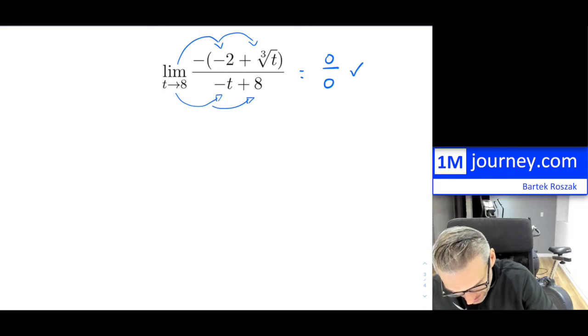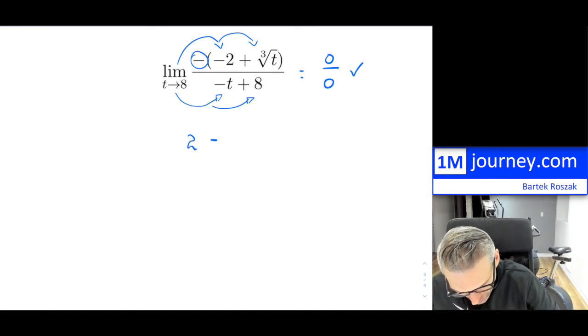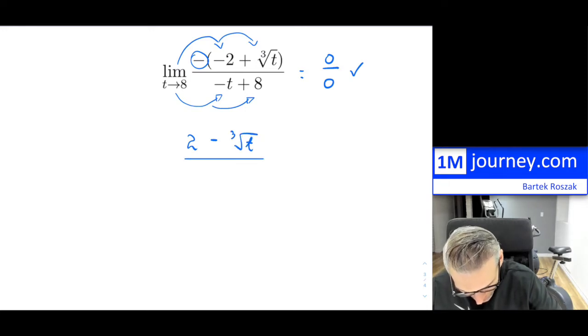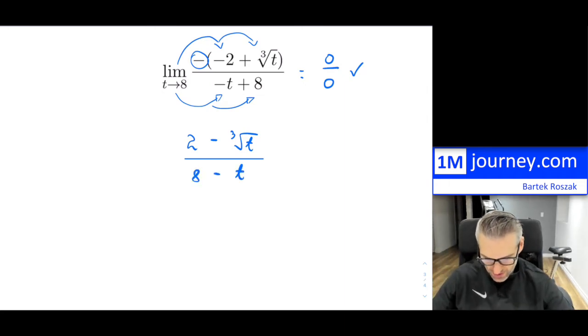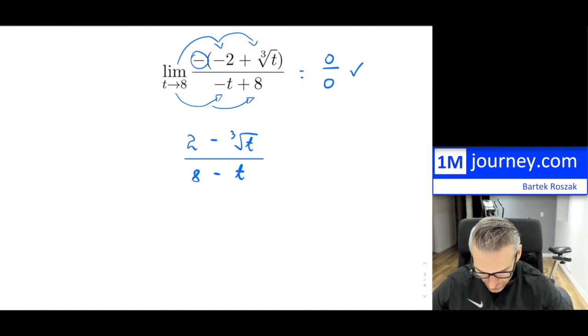I'm going to bring this negative right here inside. So that's going to be 2 minus... I think this looks a little better. And then I'm going to get, let me just shift this, 8 minus t. So I can just swap those two. It's still the same thing. So this doesn't really help me much. It just makes it look a little bit nicer.